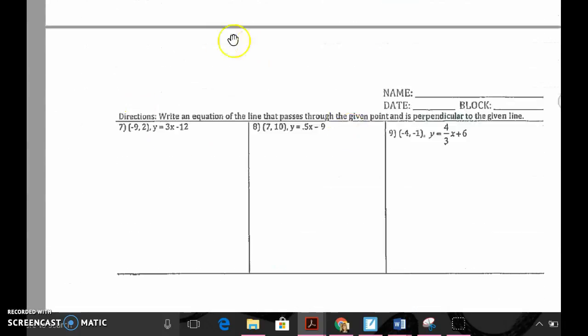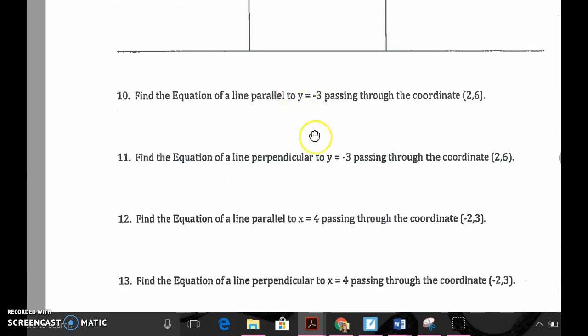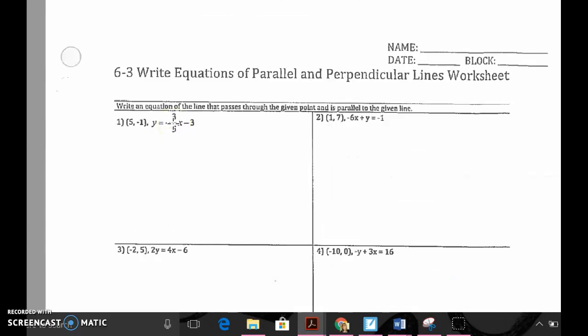On the back is just like the example that I did. You're going to have to write an equation that passes through a given point that's perpendicular. And then here, you're writing the equation to those lines. So you should have an email copy. If you haven't turned it in, then I need it turned in by Monday, January 21st.